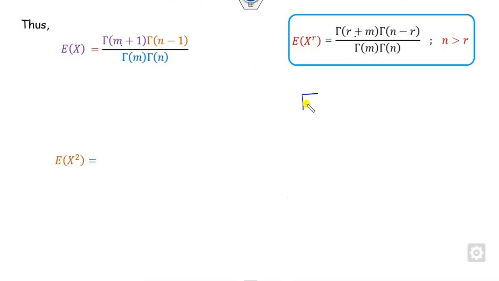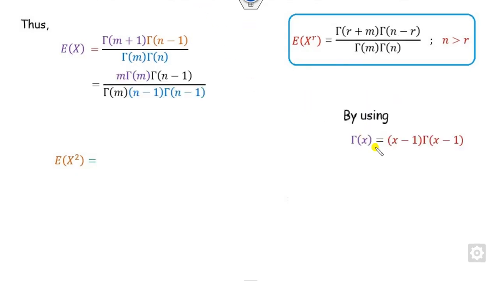Now how can you open the gamma function of x? If x is an integer, how can you open it? It will be nothing but x minus 1 factorial. But if x is not an integer, then you have to open it like here. Therefore, by using this formula we can open them.